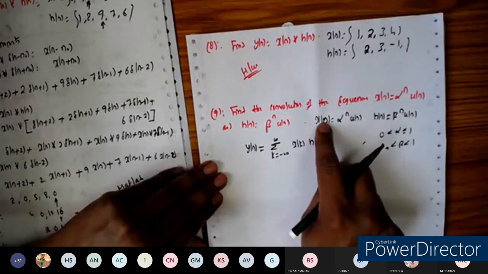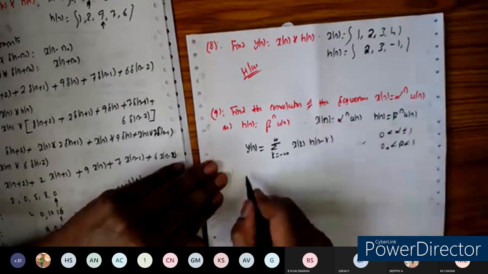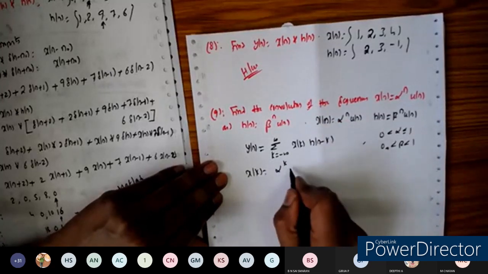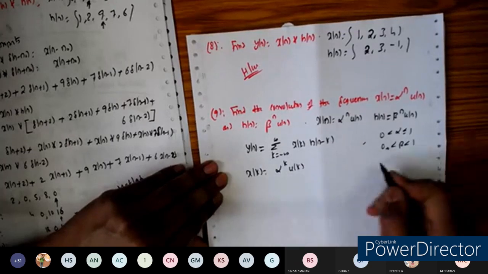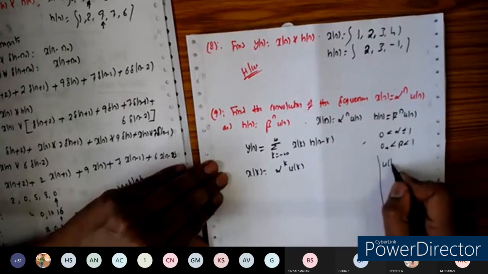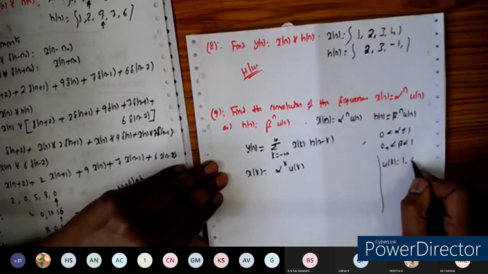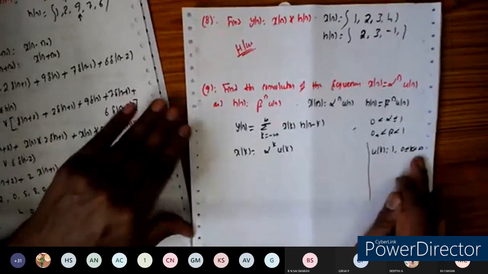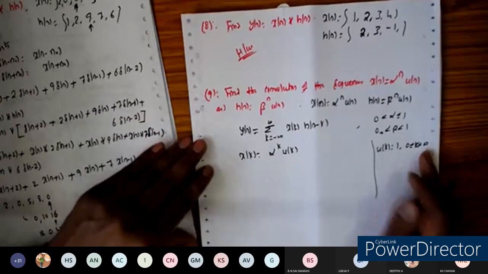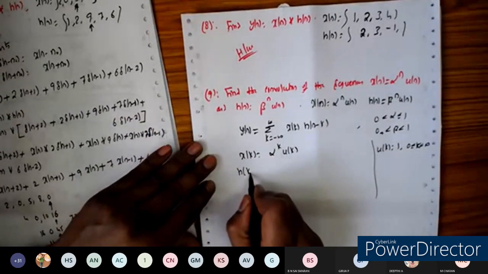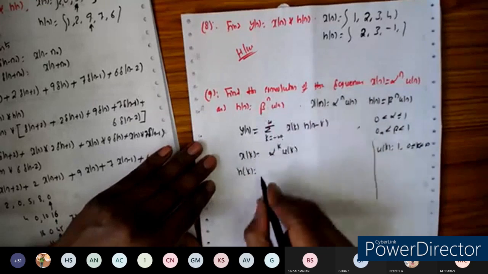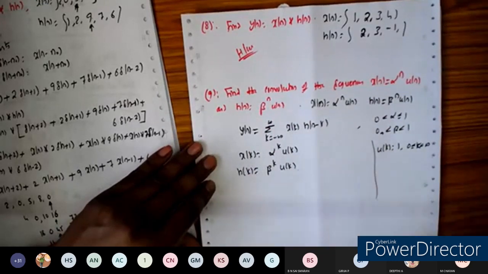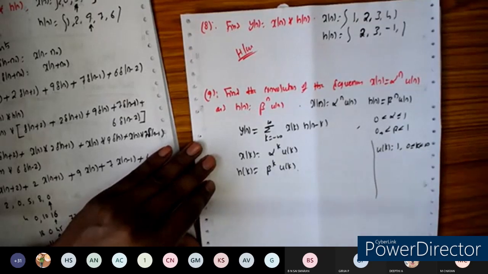So x of n is given. I want x of k. So this will become alpha to the power of k into u of k. And you know u of k is equal to 1 for 0 less than k less than infinity. And we want h of k. So h of n is given as beta to the power of n into u of n, so it is beta to the power of k into u of k here.